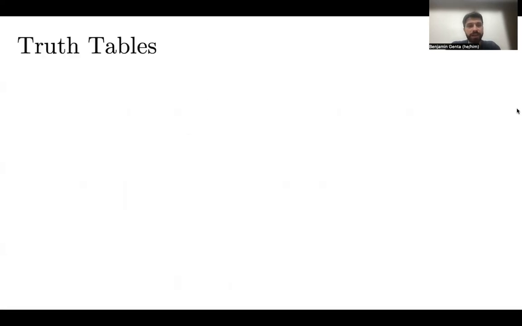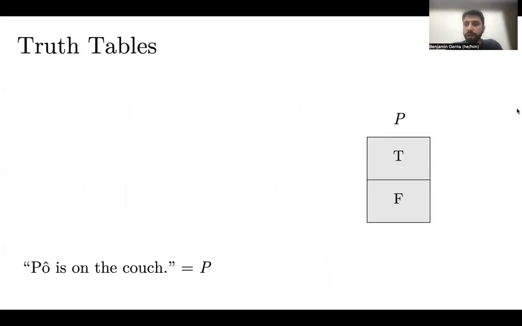So let's look at how we will construct truth tables, because this is how we're going to really see the truth values of these complex statements. So let's take the simple statement, Po is on the couch, and let's just denote the statement by P. There's two possibilities, right, for P, or that statement. It can be true or it can be false. And this is what I'm denoting here on the right.